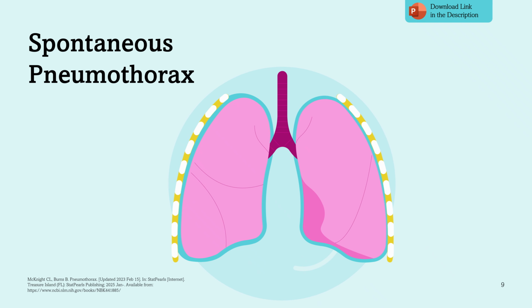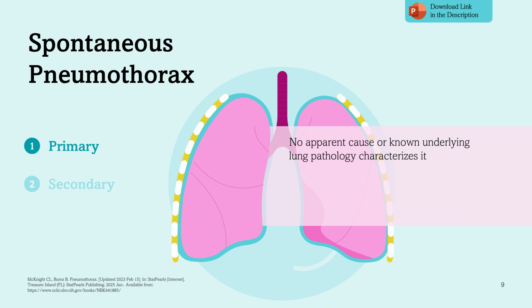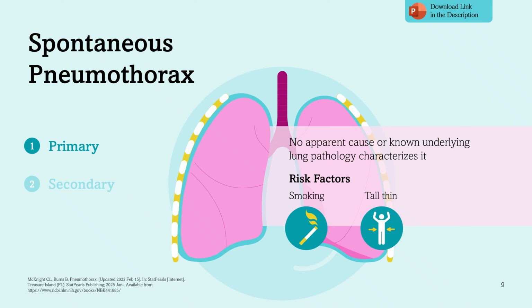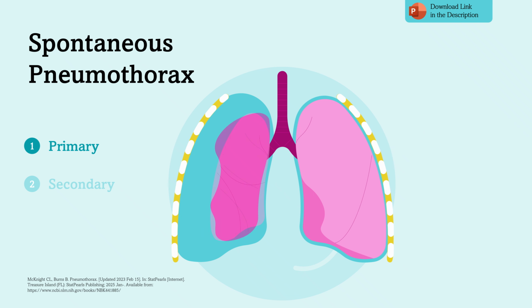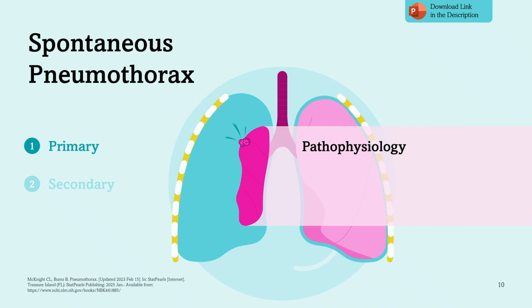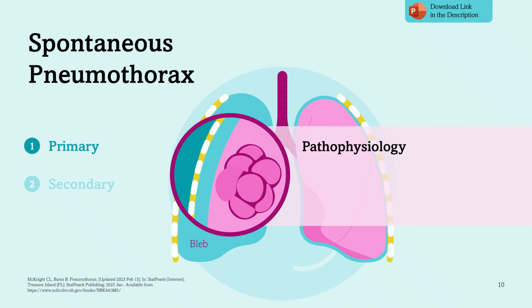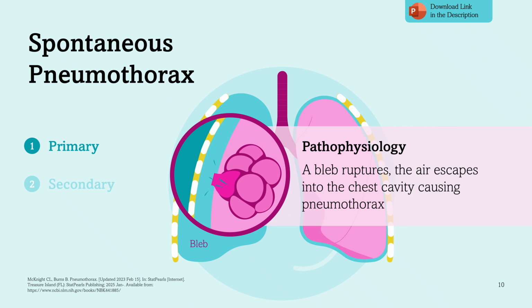Spontaneous pneumothorax is classified into two subclassifications. The first is primary. It occurs without apparent cause or underlying lung pathology. Key risk factors include tobacco smoking, a tall, thin body figure, often seen in young adults, and pregnancy. It typically results from the rupture of small apical blebs, leading to air escaping into the chest cavity, though the exact etiology remains unclear in many cases.